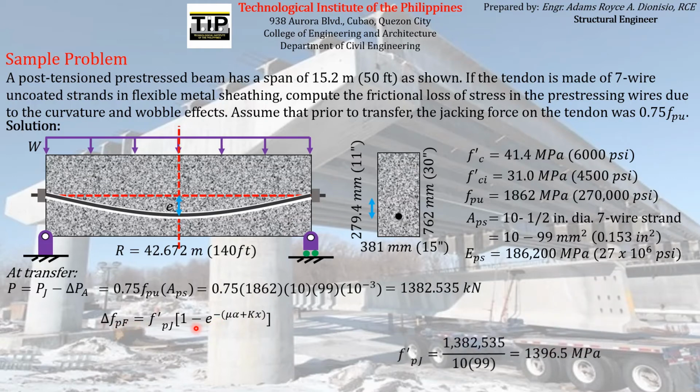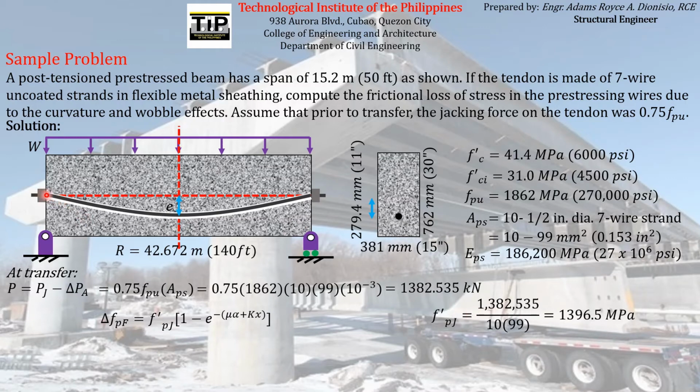So let us first solve for FPJ prime. FPJ prime is just the stress acting on the jacking end at transfer. Since we already found the pre-stress force acting at the jacking end at transfer, we just have to divide it by the area of the pre-stressing reinforcement, which is a 7-wire strand with 99 mm squared area each. So the result will be equal to this. That is our FPJ prime.